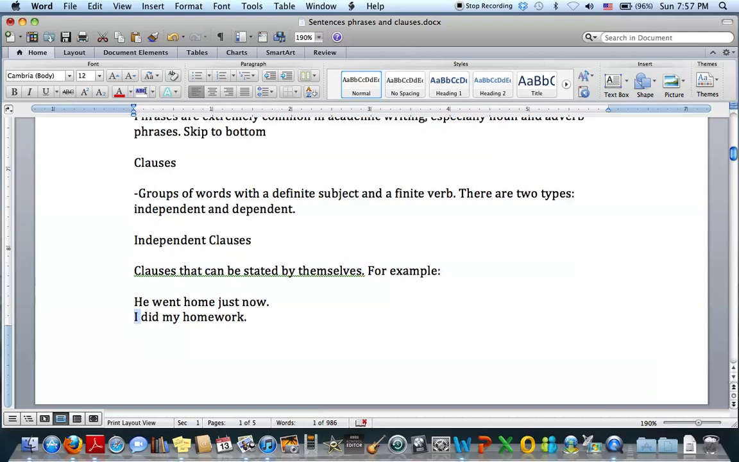Here's another one. I did. That's the subject right there, and did is our verb. It shows us that it's the past tense and identifies the subject clearly too. And there you go. We can put a period at the end of it. It can be stated by itself. That's why we call it independent. It doesn't need anything else. It doesn't require any help. Okay, those are independent clauses.